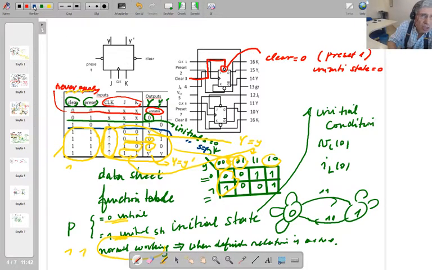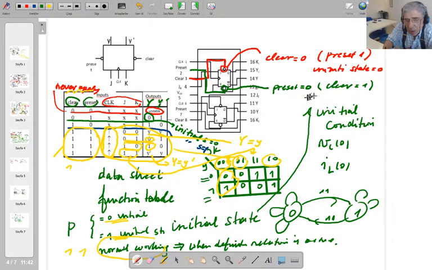So if you look at the other input, that means preset, follow this up, this green one, and this green one has got a small circle here. What does this mean? When the preset is equal to 0 because of that circle, that means clear is the opposite, that means a 1, then initial state is equal to 1.